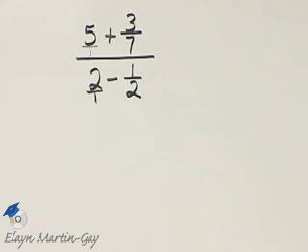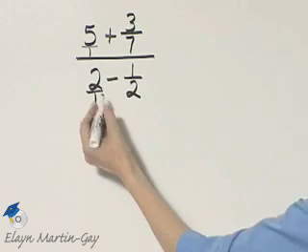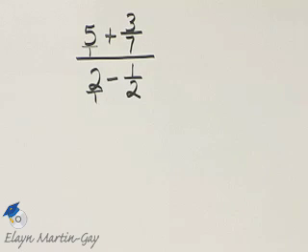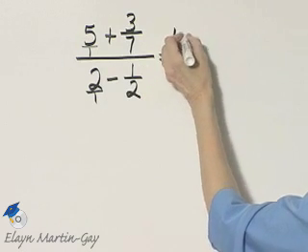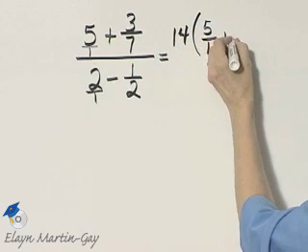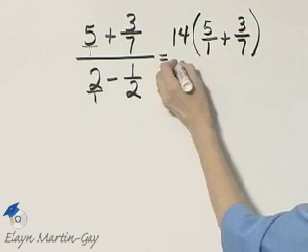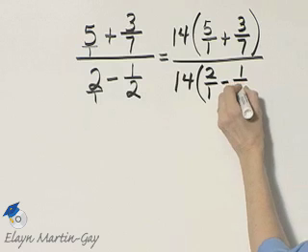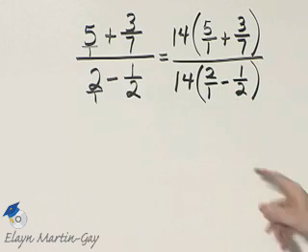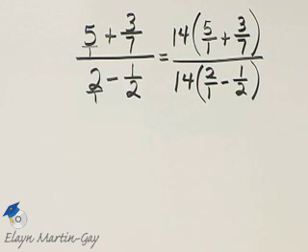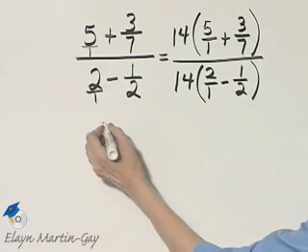The LCD is 14. I'm going to multiply the numerator of this complex fraction by 14 and the denominator of this complex fraction by 14. Let's look at it, and then I'll show you why we can do so. That's 14 times 5 over 1 plus 3 over 7, over 14 times 2 over 1 minus 1 over 2. I can do this because notice, I'm actually multiplying by 14 over 14, and that simplifies to 1, and multiplying any expression by 1 will not change the value of the expression.